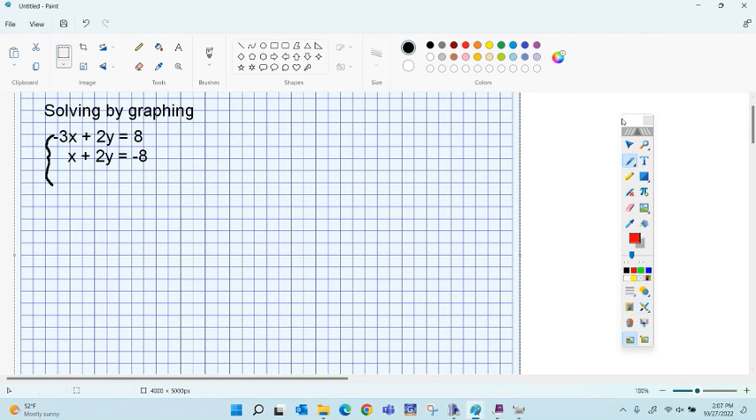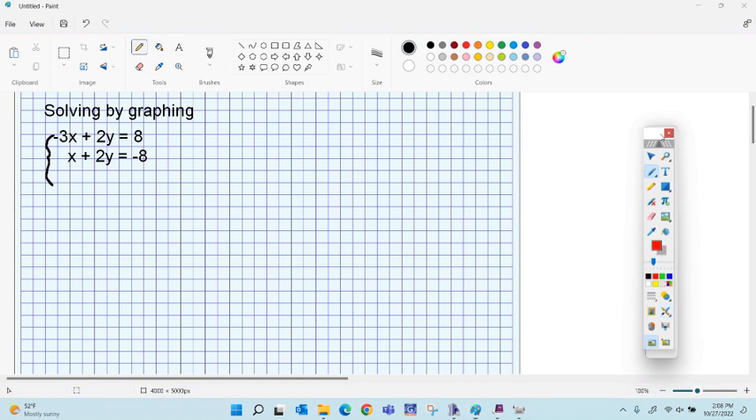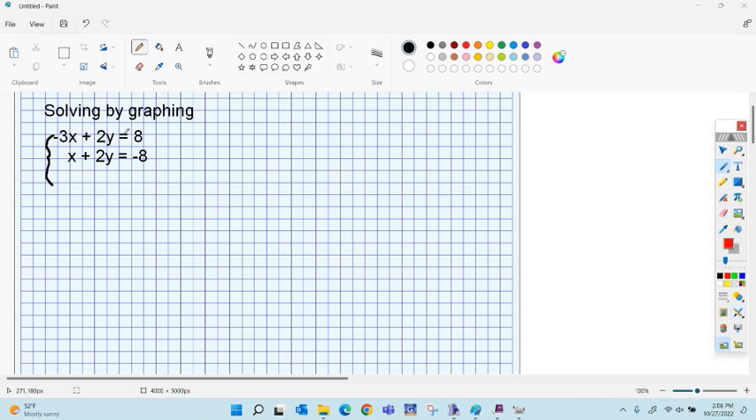Okay, so I want to solve this system by graphing. In order to do that, I need to graph these equations very, very precisely. So what I need to do is solve each one of these for y so I can get it in mx plus b form so I can make a very precise graph.